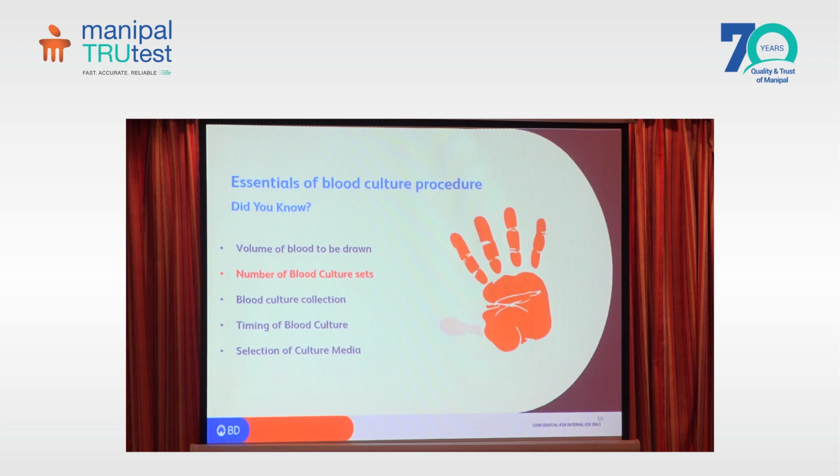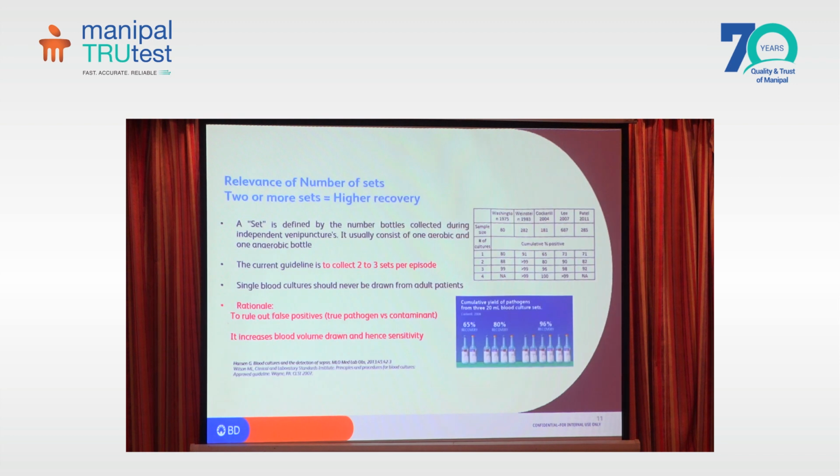And the second is the number of blood culture sets. The more sets are collected, the more the volume will be. So what is one set? One set is the blood collected during a single venipuncture. If we collect 20 ml of blood during a single venipuncture, it is recommended that it should be divided into 2 bottles. So one set consists of 2 bottles with 10 ml of blood in each. And ideally an aerobic bottle and an anaerobic bottle are recommended, the aerobic bottle containing 10 ml and the anaerobic bottle containing 10 ml.